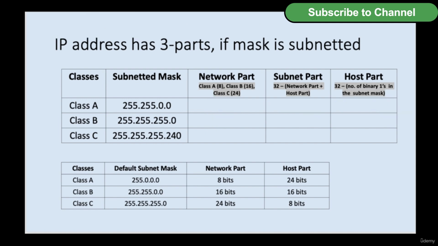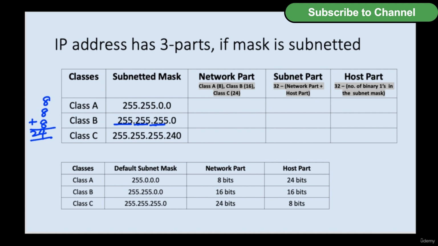Now the second example. Assume we have an IP address of class B, and the default subnet mask of class B can be seen in the table given below. The given subnet mask is not default, so I'm doing it directly. This will convert into 8 binary ones, this will convert into 8 binary ones, and this will convert into 8 binary ones. 8 plus 8 plus 8 will give me the value 24. So I can say it has 24 ones present in the subnet mask.